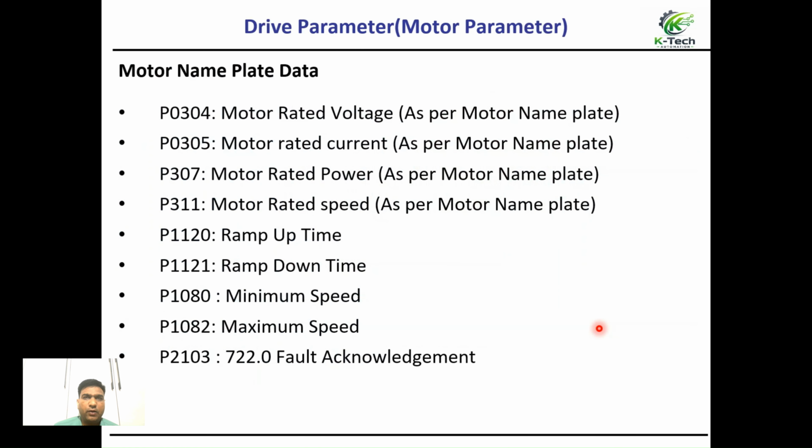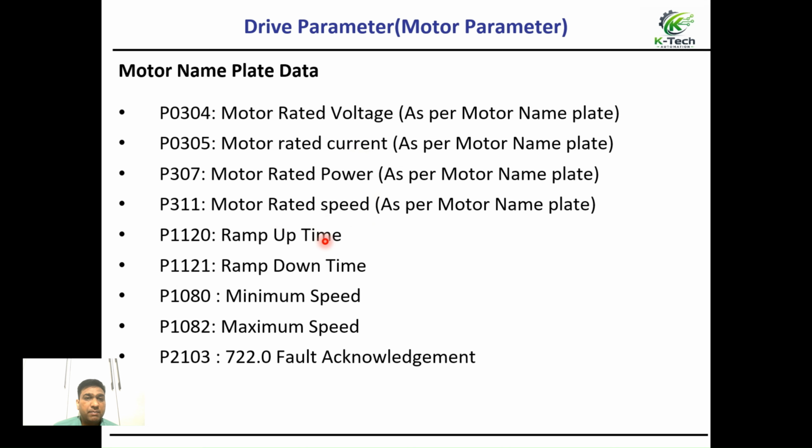In the drive parameters, first we need to set the motor parameters. P304 is the motor rated voltage, then motor rated current, P305, P307 and P311 always depend on your motor nameplate data. Please check your motor nameplate data, and whatever data is available there, you need to enter here: rated voltage, rated current, rated power, and rated speed. This is the first part. It is also important if you want to work in manual mode without communication.